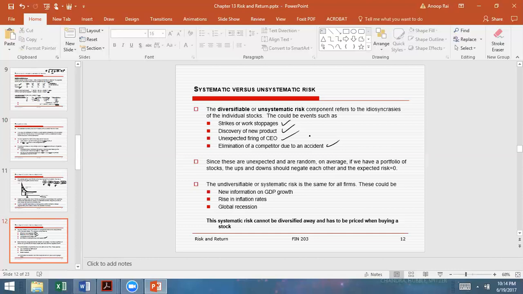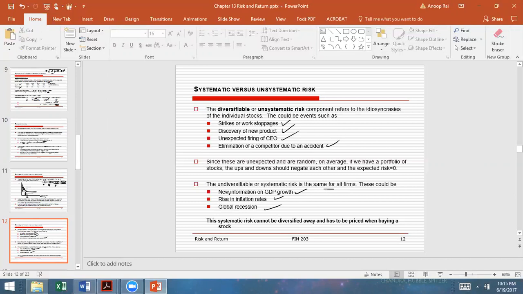So on average, therefore, this particular risk averages out to zero because of positive news and negative news. But what it also means is that we don't have to pay for that because the average is zero. The undiversifiable risk, on the other hand, is the same for all firms. And as I mentioned, GDP growth, inflation rate, global recession.